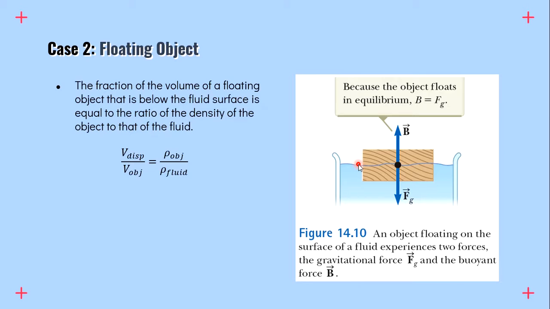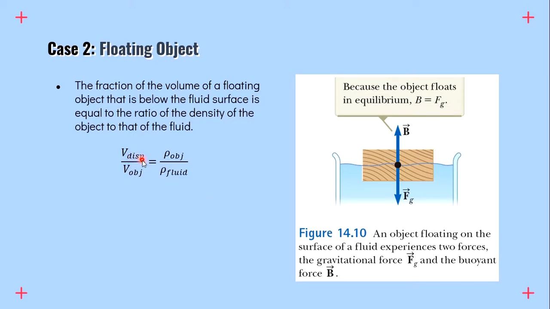So how about case 2? The case of the floating object, like example A here. In the case of the floating object, the fraction of the volume of a floating object that is below the fluid surface is equal to the ratio of the density of the object to that of the fluid. So basically, you just take into account the portion of the object that is submerged in water. You won't care about the part which is not submerged, because it does not displace fluid, so there is no buoyant force there.